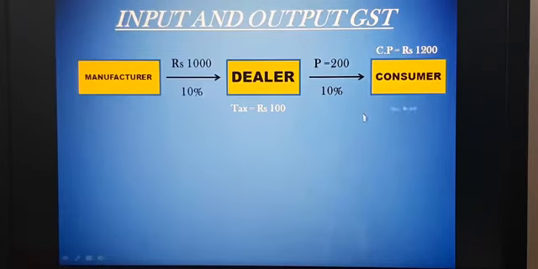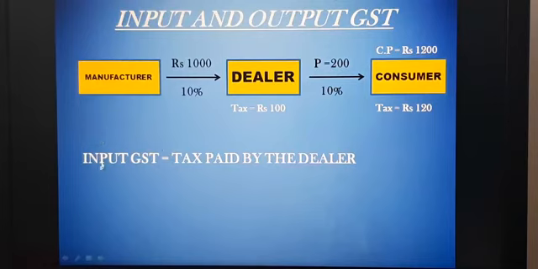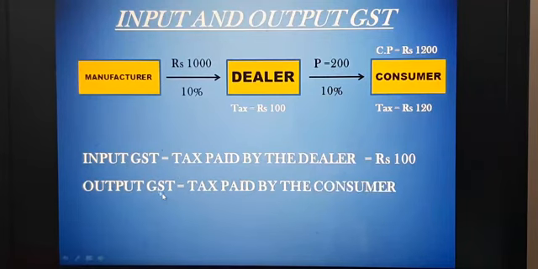Tax receipt in the second case is rupees 120. Now with the help of this example, let me explain what input and output are. Input GST means the tax paid by the dealer, in this case equal to rupees 100, and output GST means the tax paid by the consumer, in this case equal to rupees 120.